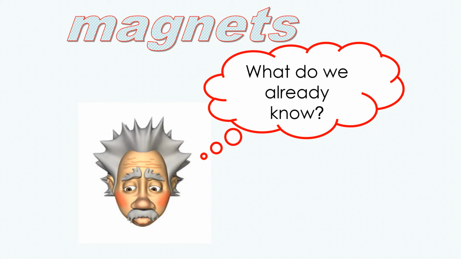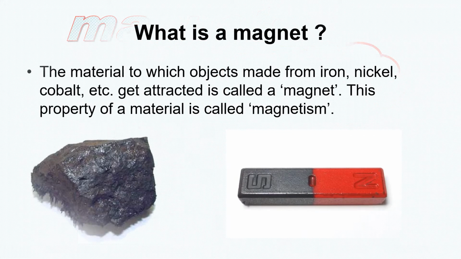So what do we already know about magnets? So what is a magnet? The material to which objects made from iron, nickel, cobalt, etc. get attracted is called a magnet. It is a stone to which iron, nickel and cobalt stick. These materials get attracted towards the magnet, and this property of materials getting attracted towards a magnet is called magnetism.